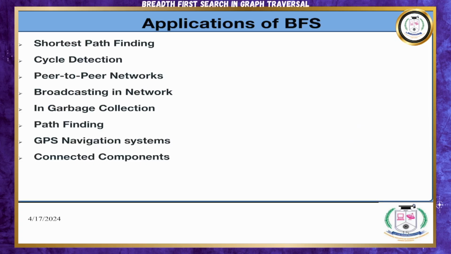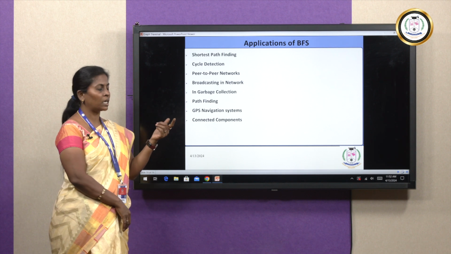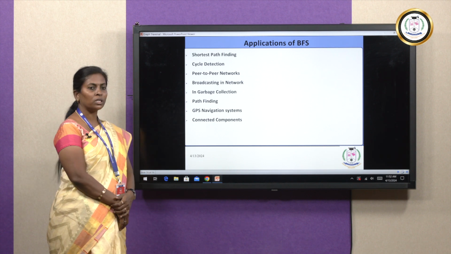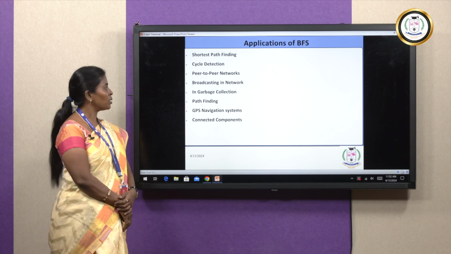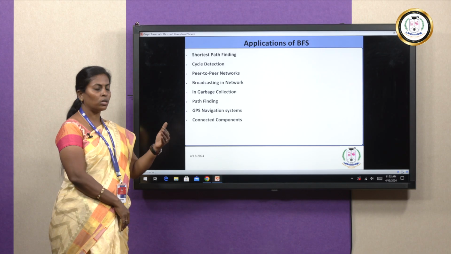Then we'll see the applications of BFS. We can use BFS for finding the shortest path between two vertices, and to check whether a cycle is present in the graph or not. In peer-to-peer networks we can use BFS to find all the neighbor nodes. Then for broadcasting in a network, the broadcasted packets use BFS to reach all the nodes.